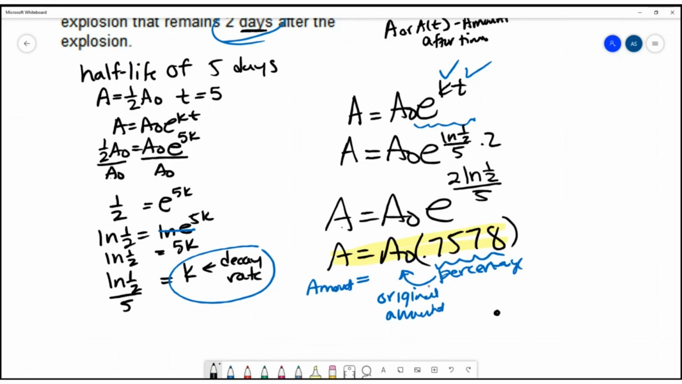So we want to take that 0.7578, move the decimal to the right 2 places to turn it into a percentage. We have 75.78%.